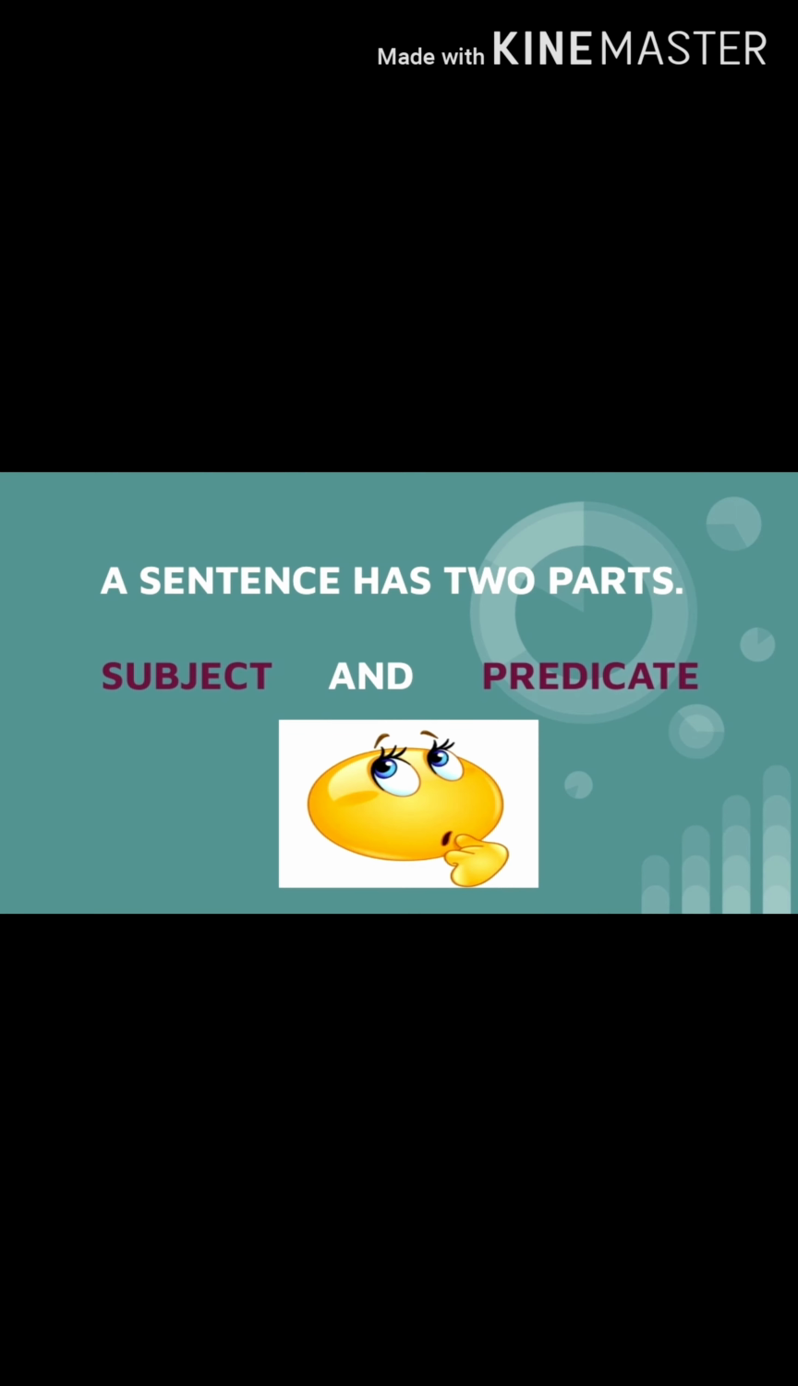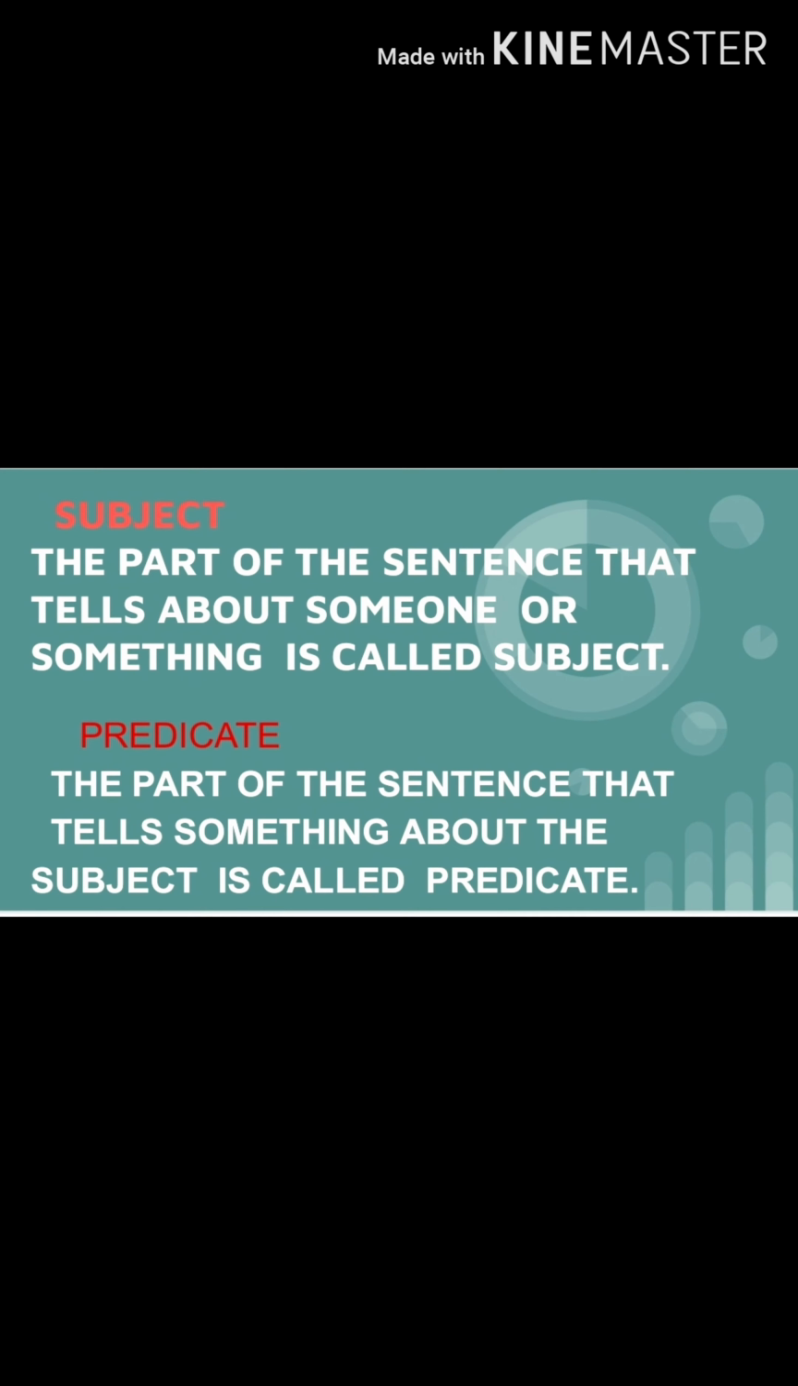Now, coming back to our lesson on subject and predicate. A sentence has two parts, subject and predicate. Now let us learn what a subject and a predicate is. The part of a sentence which tells about someone or something is called subject. The part of a sentence that tells something about the subject is called predicate.